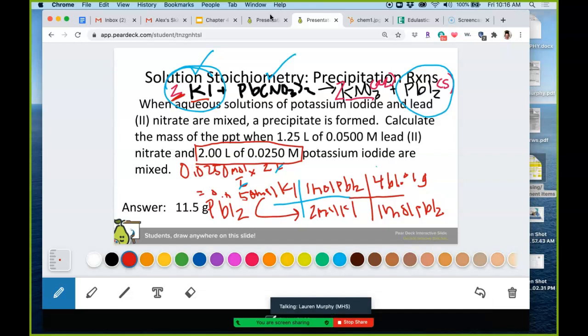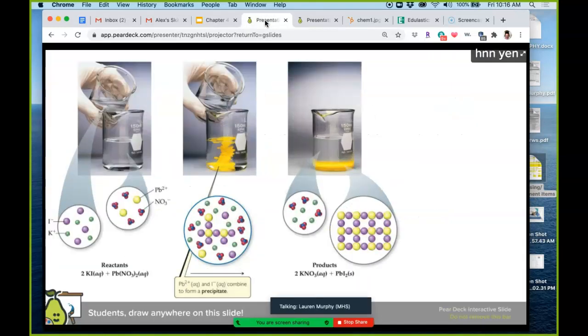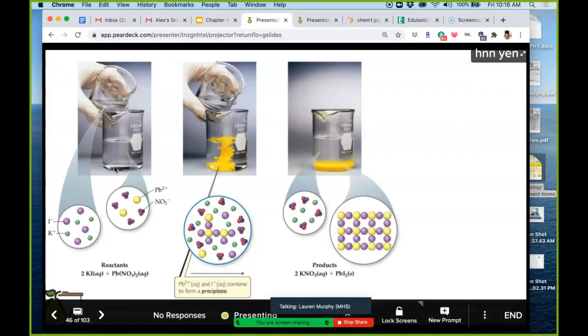Okay, let's keep going. All right, so this is an actual picture of this reaction. So notice you'll see that this aqueous solution right here has lead ions and nitrate ions floating around, right? Lead 2 nitrate, they're just floating around in solution. You can't see them. It's a totally colorless solution. And then potassium iodide, that's this solution right here, is potassium ions and iodide ions. This is what it means to be aqueous, that the substances float around as ions in solution, aqueous.